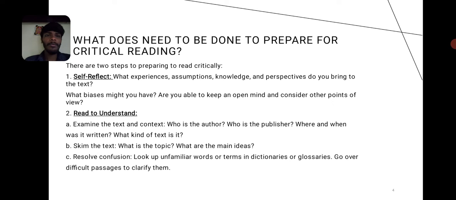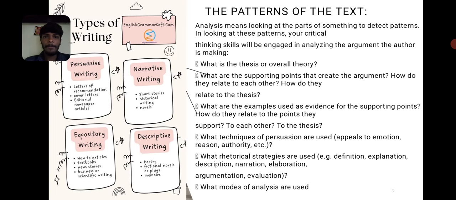Who is the author? Who is the publisher? Where? When? What was written? What kind of text is it? Skim the text. What is the topic? What are the main ideas? Resolve confusion: look up unfamiliar words or terms in dictionaries or glossaries. Go over difficult passages to clarify them.